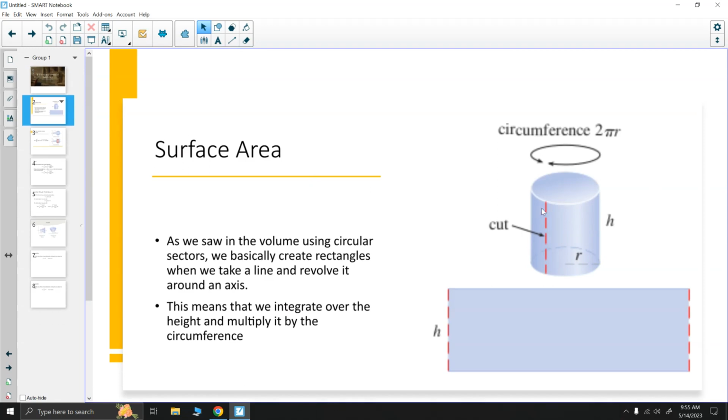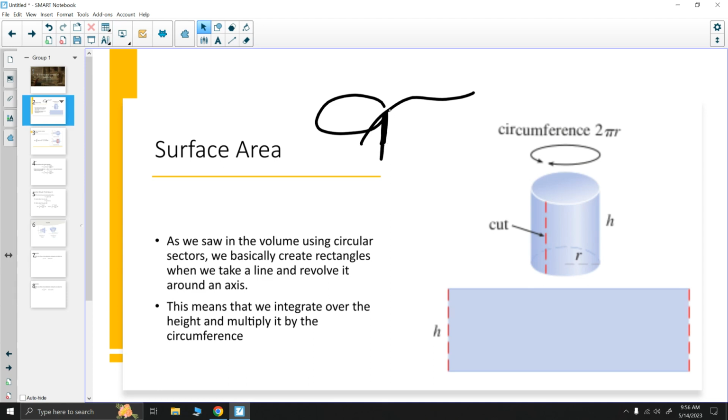Essentially, if you think about the volume of circular sectors, we create rectangles, which we then take a line and revolve it around an x. Okay, what does that mean? If you recall, if we had some curve, we would draw some line that we were trying to find the volume of. We would draw some line here, and then we'd rotate it, and we'd get a cylinder, but it would be an empty cylinder, and we would create this empty cylinder with a surface area.